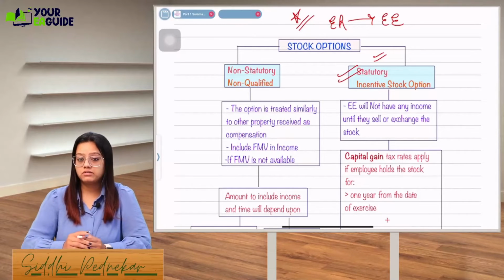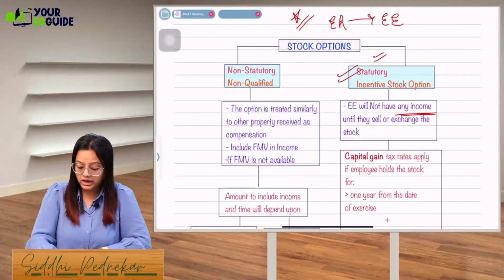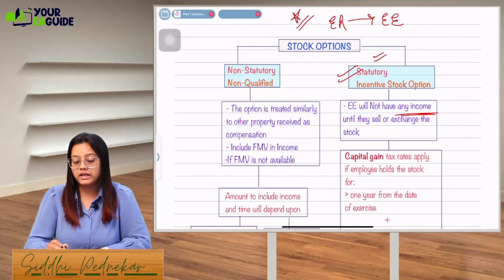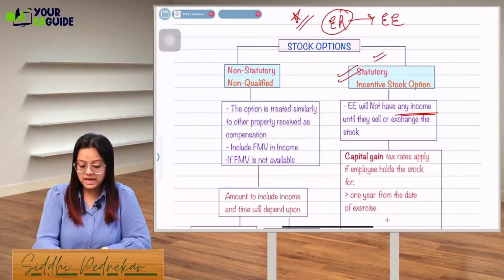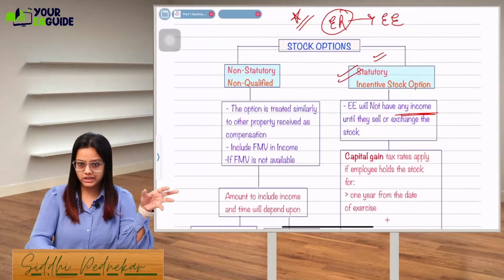Let's read about the second one, that is statutory or incentive stock option. Employee will not have any income until they sell or exchange the stock. Okay, let's say employer has granted particular shares and securities to the employee and there is no restriction, they can sell at any time.